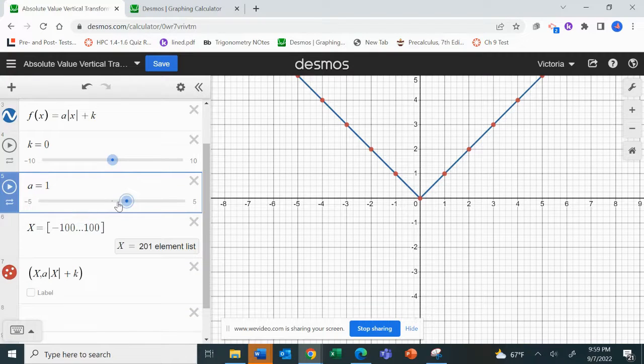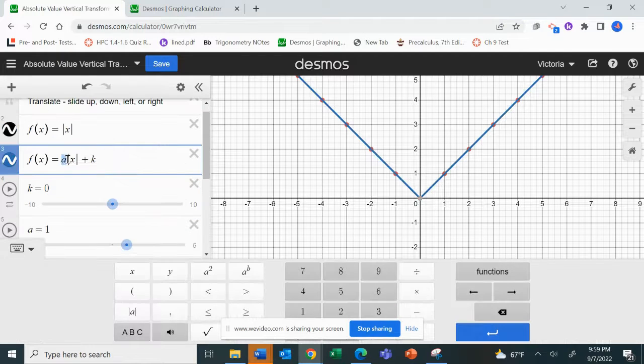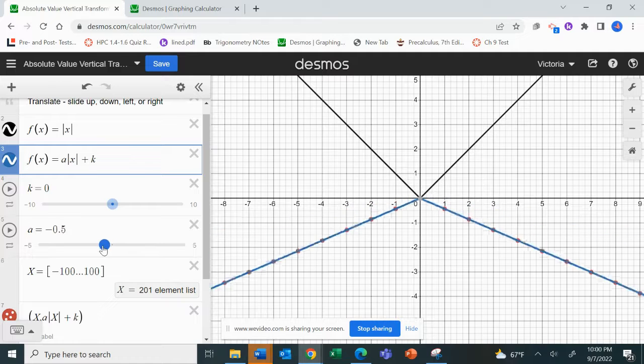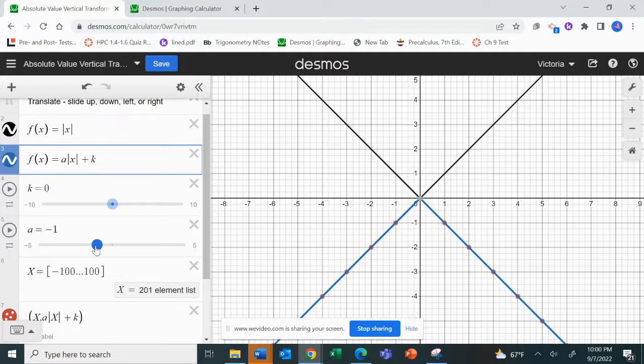Okay. The second thing that we practiced was in this A spot right here in the equation, where we looked at different numbers being there. We looked at it just being a -1. So this is going to slide, but I want to do it kind of fast because I'm not looking at all the numbers in between right now. We're just going to look at -1.